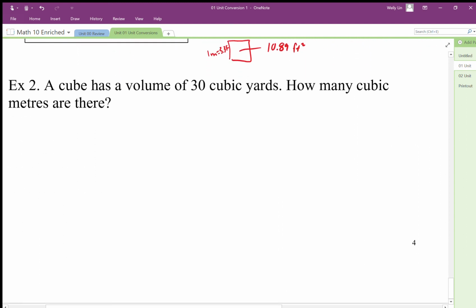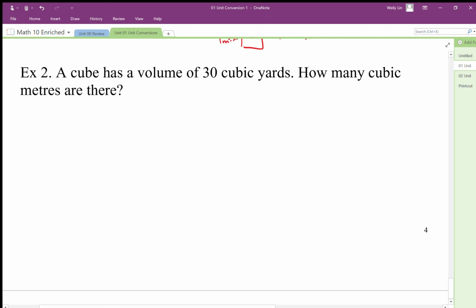Okay, so here's a similar problem, but now we're talking about cubes. A cube has a volume of 30 cubic yards. How many cubic meters are there? Okay, so if I take a look at my conversion chart here, let's just use our linear measurement. So 0.9 meters is approximately 1 yard. Okay, so I'm going to use this. This is kind of a crude measurement, but 0.9 meters equals 1 yard approximately.